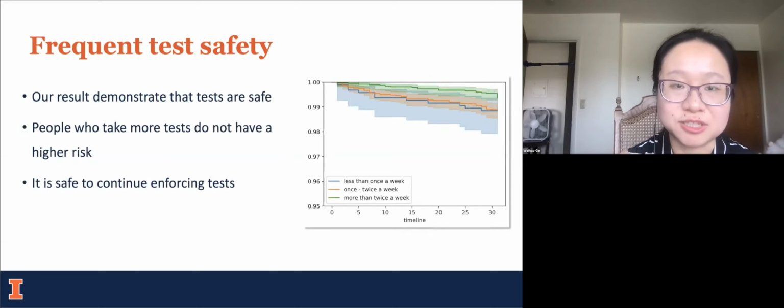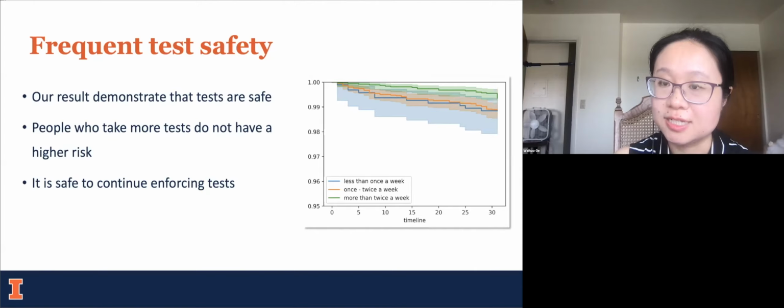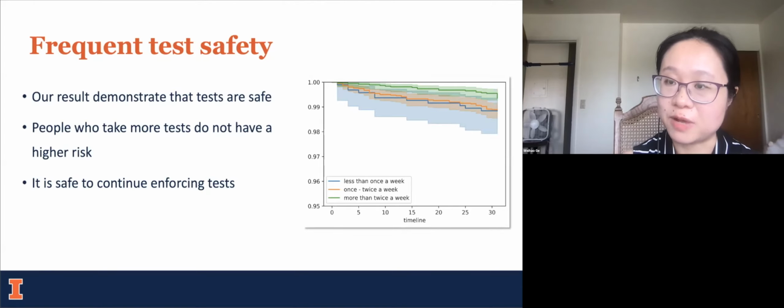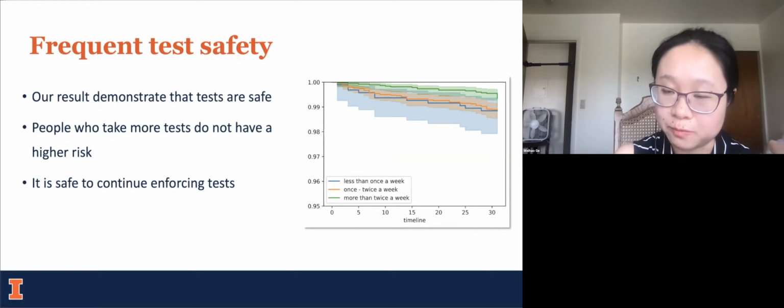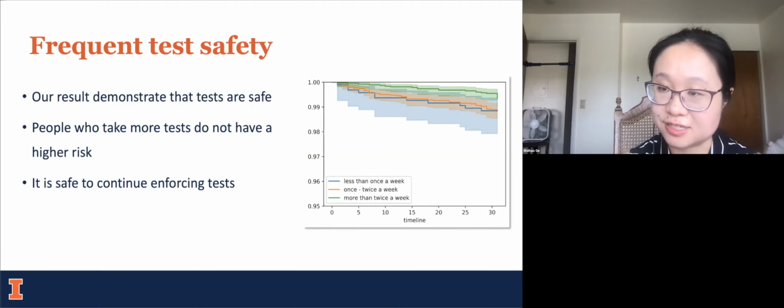And the same thing happened to the frequent test safety. We have found that mostly the range of the uncertainty is overlapping with each other, so we cannot really discern whether the people are having less or more risks. But based on the average value of the curve, we can see that people who take more tests do not have more risk or less survival probability than the people who take fewer tests. So that means it is safe to continue enforcing the tests.